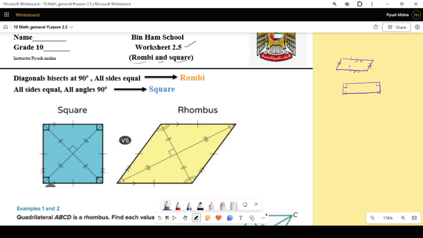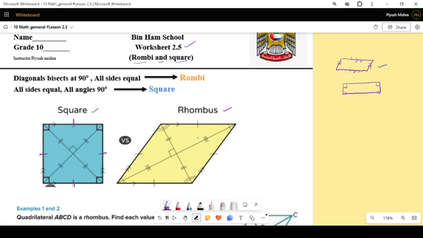Now this time we are going to learn about the square and rhombus. So what is the difference between square and rhombus? They will contain all the properties of a parallelogram, but there will be one more thing. For the square, the diagonals will be equal and they will be bisecting, as well as all the four sides will also be equal.